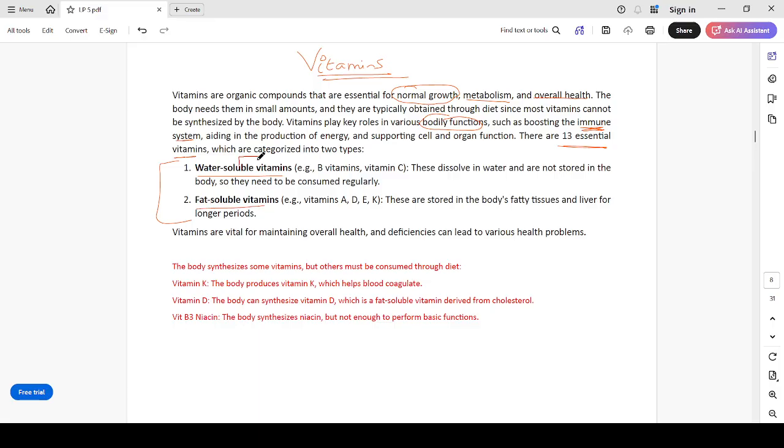Water soluble means you have to keep consuming it regularly. Ma'am, today I had water soluble vitamins like vitamin B and vitamin C. Let me say you had amla juice today. It is not going to get stored in your body. As you urinate and excrete, once it is digested, it is gone. You have to drink the next amla juice the very next day. Only then will vitamin C be available inside your human body. That's the trouble with vitamin C.